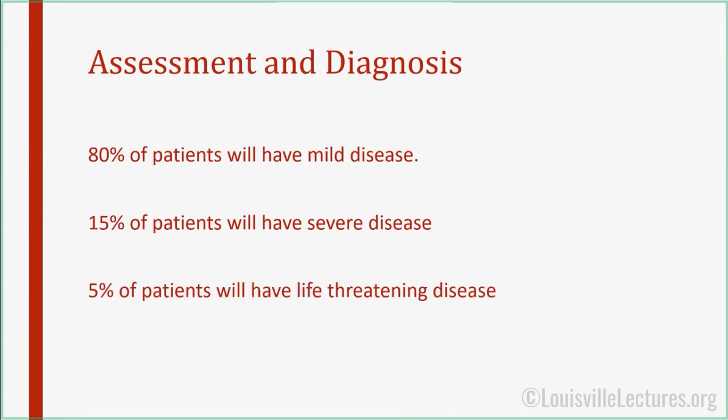Now, overall, looking at the percentages of how patients do, and this is overall of everyone involved, 80% of patients who develop COVID-19 will have mild disease. 15%, however, will have severe disease, and 5% of people will have life-threatening disease. And these are primarily older patients with higher comorbidity.